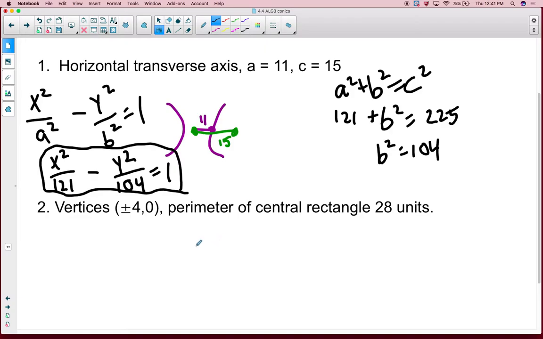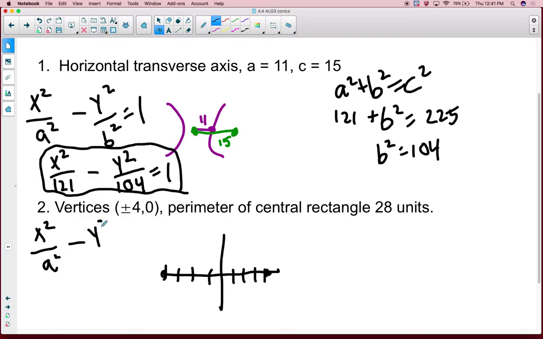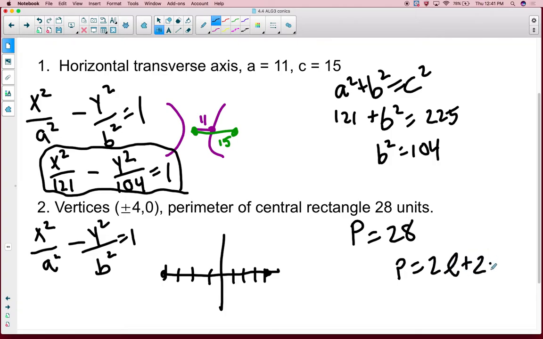The vertices are plus or minus 4, so if we actually drew this out, plus or minus 4 is 0, so this would be 4, 1, 2, 3, 4, and negative 4, right? So again, it's horizontal, so we're using x squared over a squared minus y squared over b squared is equal to 1. We know the perimeter is 28. We also know perimeter is equal to 2L plus 2W.